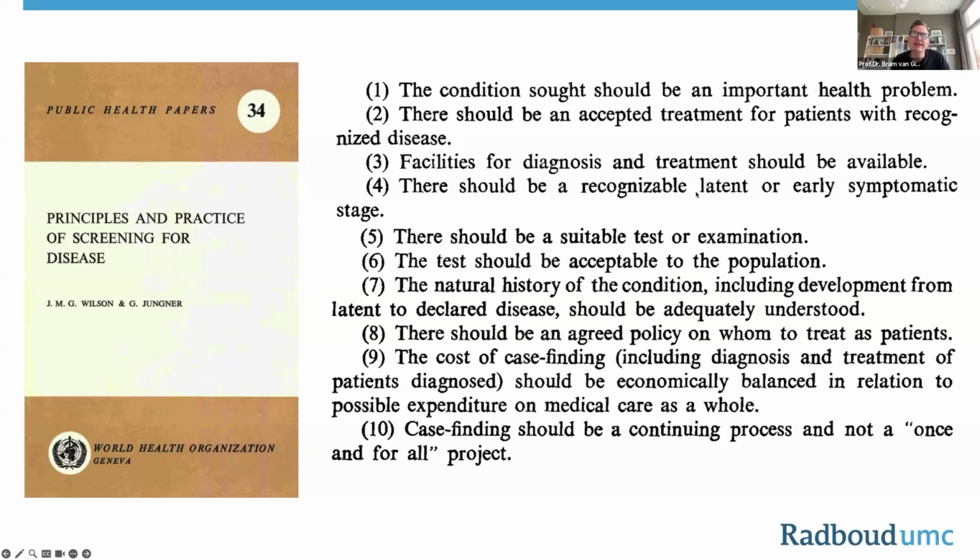There should be a latent or early stage, because if you detect the disease only when it is completely evident that it is there, then you can just as well not screen and wait until the patients go to the doctor. There should be a suitable test, acceptable to the population. And in the end, the cost of screening should be balanced with the expenditure of the medical care. So cost-benefit analysis is really very important. Otherwise, you're just going to find cases that should not be treated, and that is quite risky.